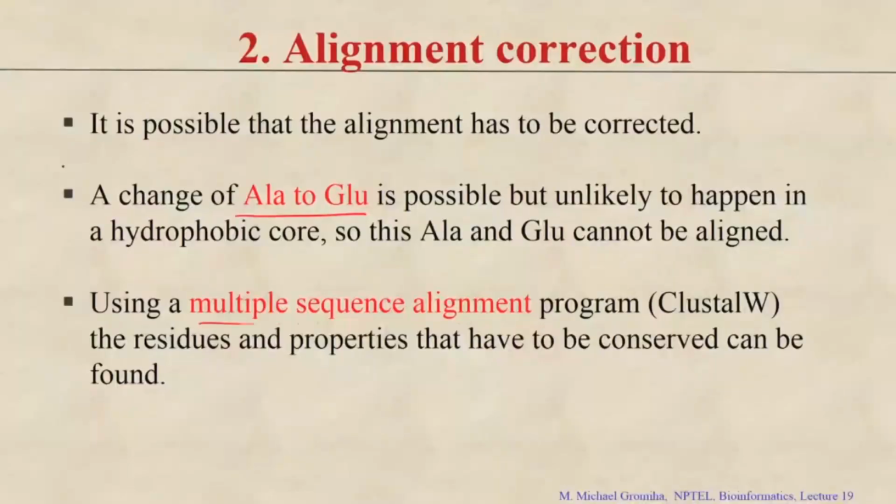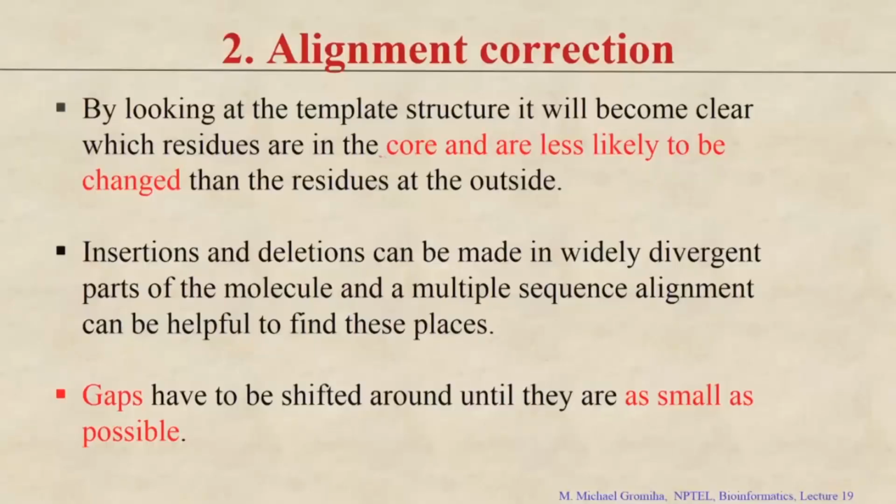Then you can use a multiple sequence alignment and see whether the conserved residues in your template are properly aligned or not. If it is not properly aligned, you have to make the correction so that it is properly aligned. Then you can see in the template whether the core residues, which are less likely to be changed because these are the very important residues, are aligned, and then the residues on the outside of the protein.